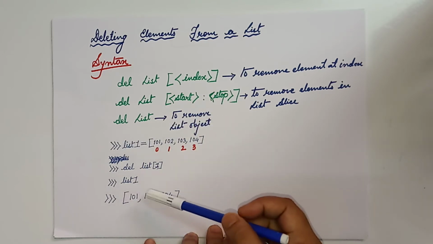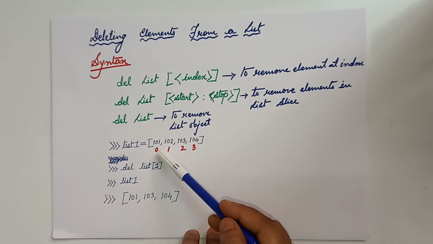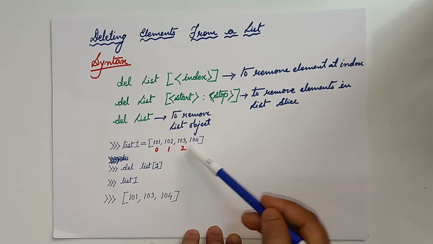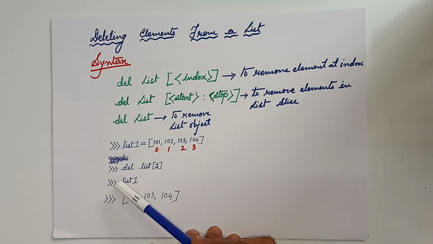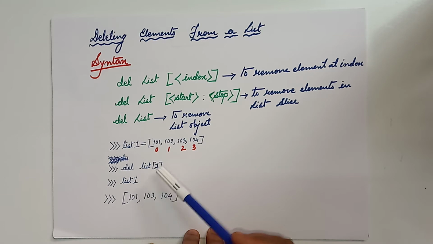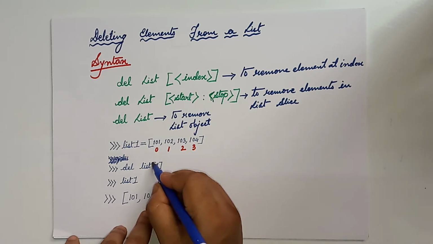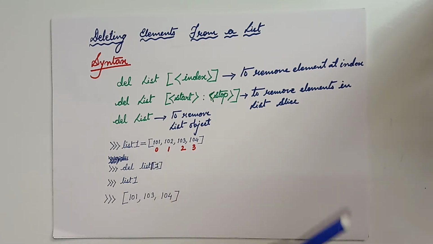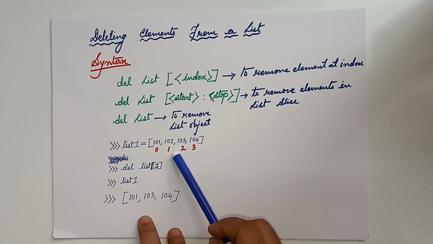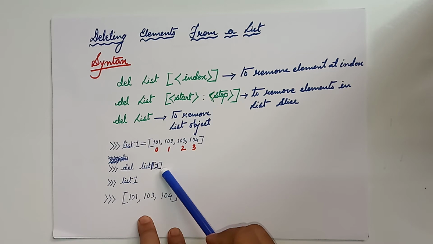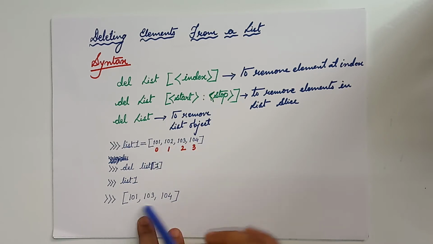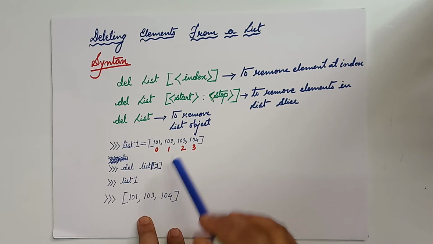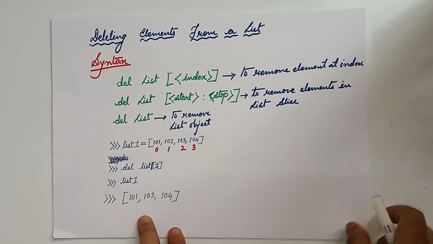So let's see this few example. List 1, here we have taken 101, 102, 103 and 104. In red their index numbers are mentioned. Del list 1 index 1. So in the first index, what is there? 102 is there. So once this line will be executed, the result will be 101, 103 and 104. Let's see, the output is 101, 103 and 104. 102 has been removed.